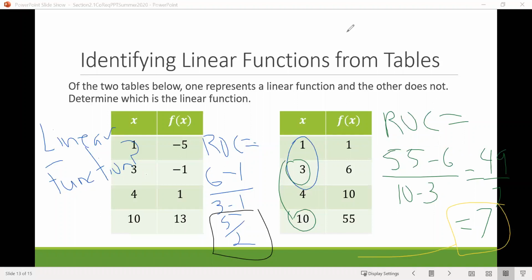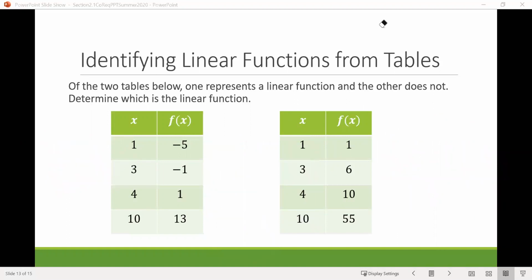And notice that's different than the one we got over here, right? So it looks like the average rate of change is not constant on that function. So this is not our linear function. Our original guess was correct. It is the one on the left. All right. Cool. So remember, linear functions have a constant rate of change. Regardless of which interval you look over, you should get the same rate of change.